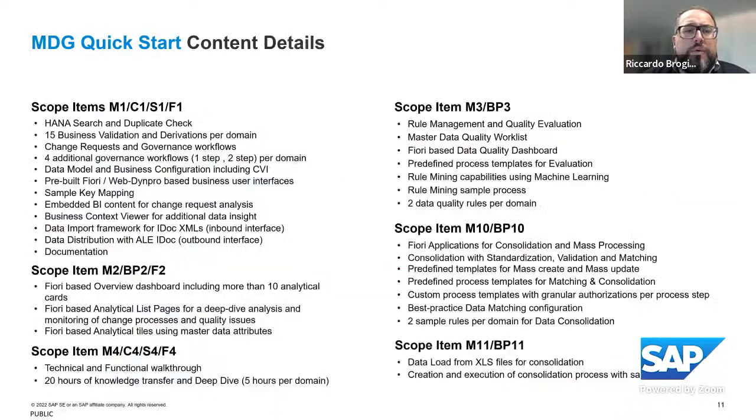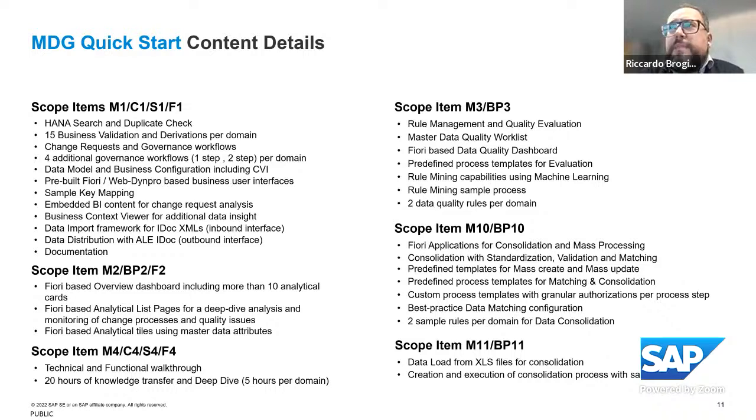If we go a little bit more in detail, in this slide we have a detailed overview of the content that we provide as part of the Quick Start. Without going into every single point, you can see that we will take care of pre-enabling every functionality provided by the MDG suite, like, for example, HANA search capabilities and duplicate checks. All the business workflows and processes that are part of the standard content are pre-activated and tested for you.